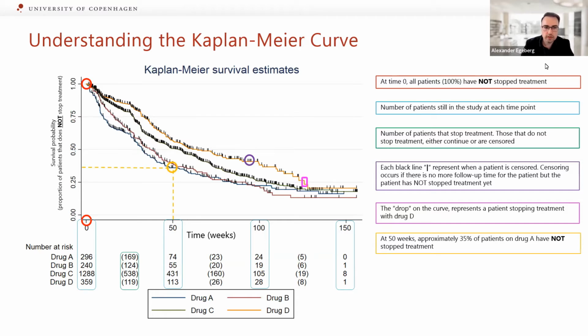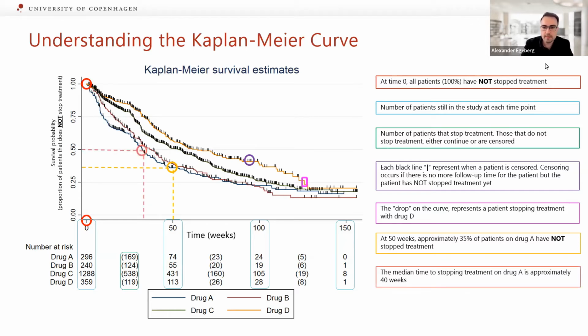We can also look at specific time points and estimate how many patients are still in the study or have stopped therapy. So for example, here with drug A, you can see that around week 50, it's about 35% of patients who have not stopped treatment, so they're still in the study. And if you just look at the vertical line and go up, for example, to the green curve, you can see that at week 50, it would be about 50% of patients. So we would say that drug survival at that point was higher for drug C, meaning the green curve, compared to drug A.